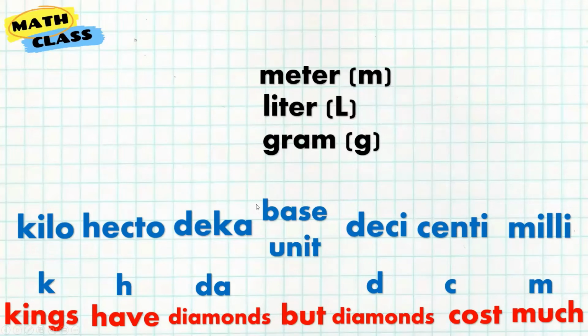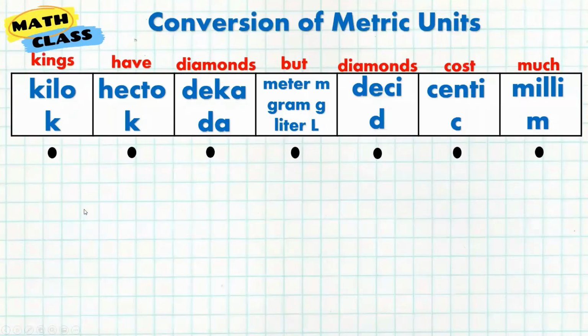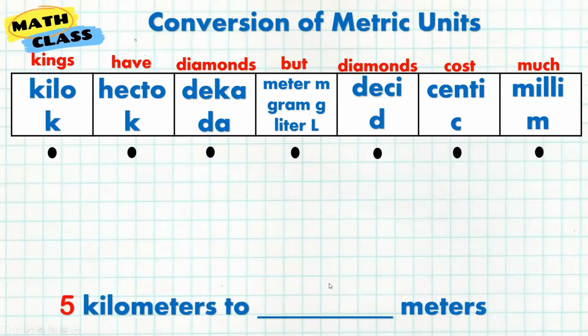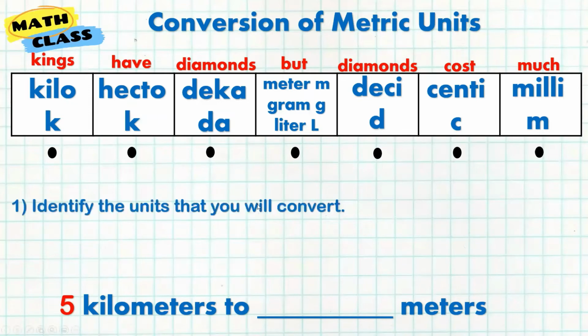So remember that, because these prefixes will be very useful when we already start conversion of metric units. So for example, you are asked to convert 5 kilometers to meters. So how are we going to do that? So these prefixes here, which are arranged already from highest to the lowest unit, will help us to convert metric units easily. So what's the technique? You have to identify the units that you will convert. So in this case, we are converting kilometers to meters. So identify that.